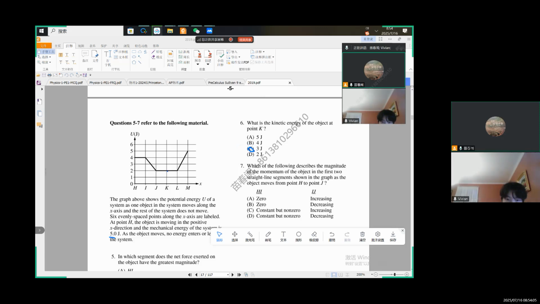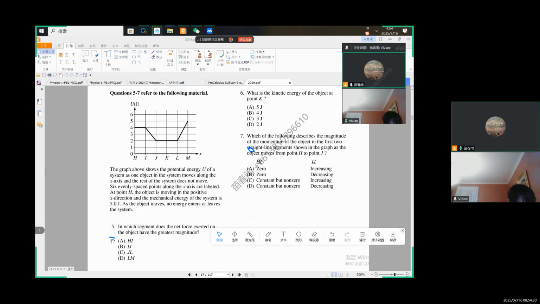I guess at K, potential energy is 2, right? Yeah. This is 2. Must have another 3 there, right? Because the total is 5, right? Because the mechanical energy is conserved, right? Yeah. Okay, yeah. 7.